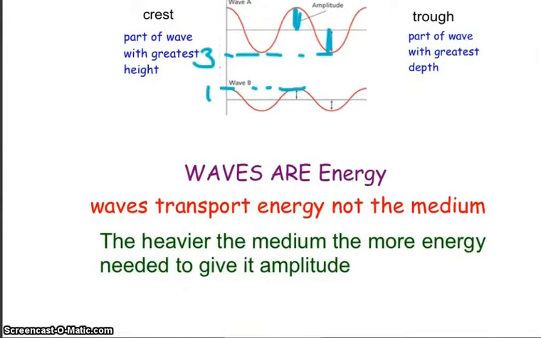Crest, as I said already, is the part of the wave with the greatest height, while trough is the part of the wave with the greatest depth.